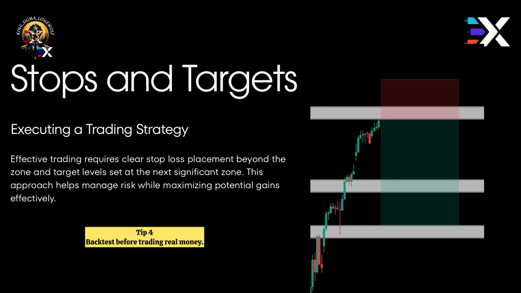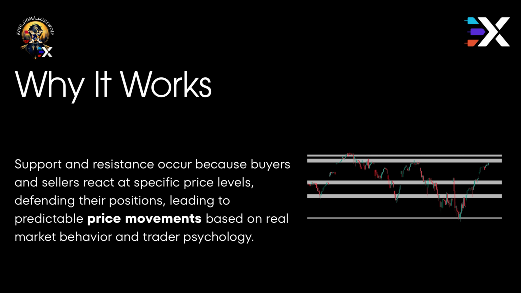So in simple terms, why does this whole thing keep working? Because it shows you where real battles happened before and where they will happen again. Liquidity drives price. Price is attracted to liquidity. Support and resistance are the places where that liquidity sits.